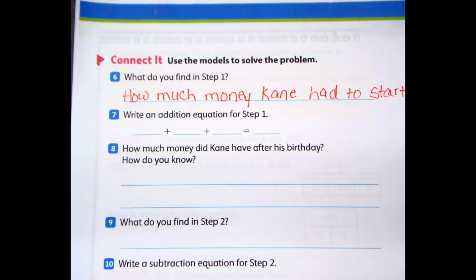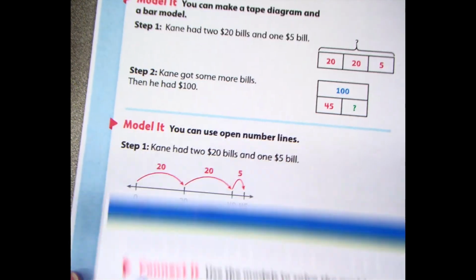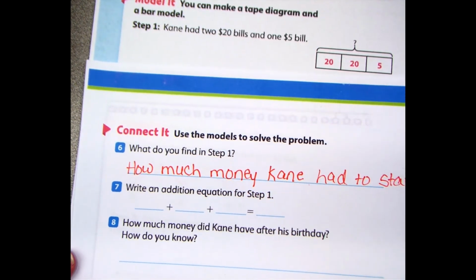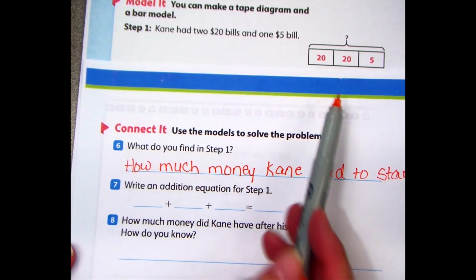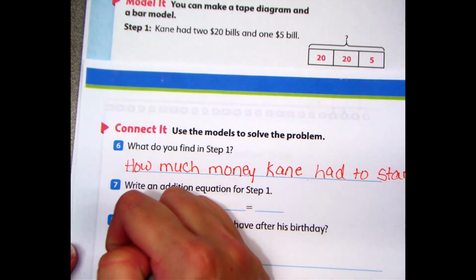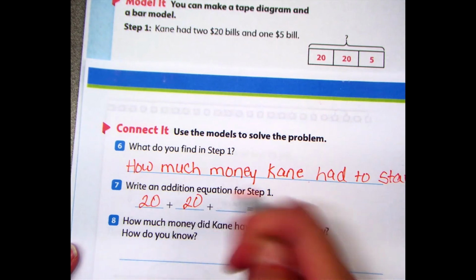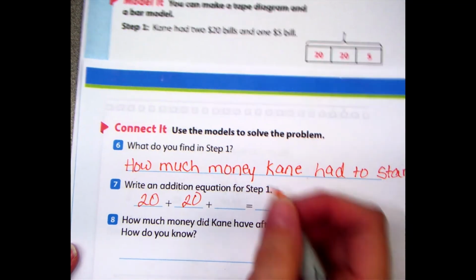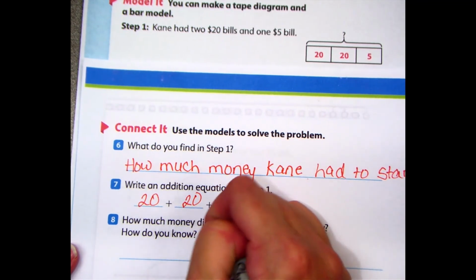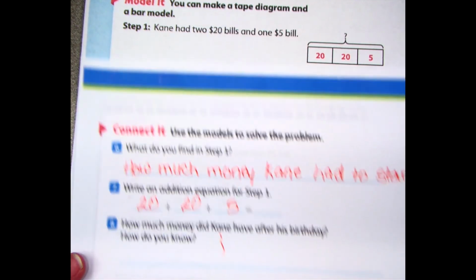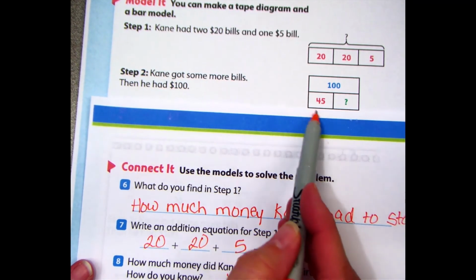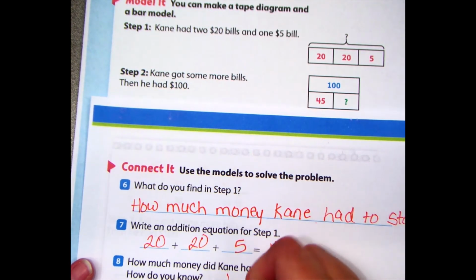And we're going to write the addition problem for step 1, which if we look at our previous page, they kind of already wrote it for us. We're just going to add in the pluses. And so if you see here, they put 20. So we're going to put 20. We have plus, and then another 20 plus, and then we have the 5 here, which equaled, right here, 45.